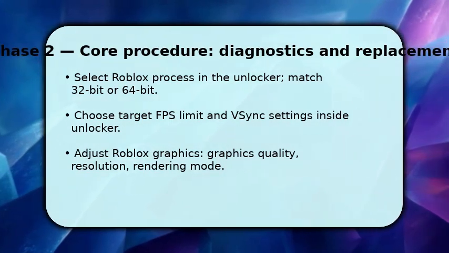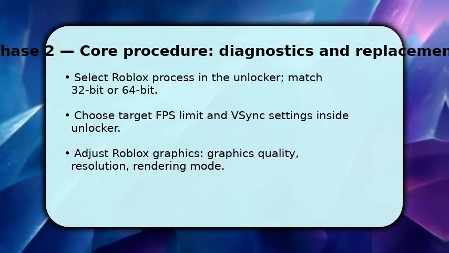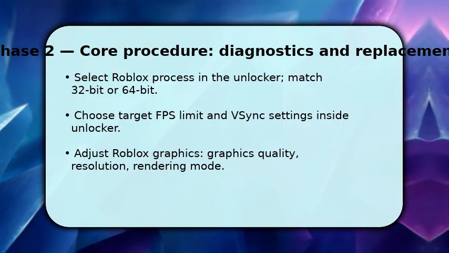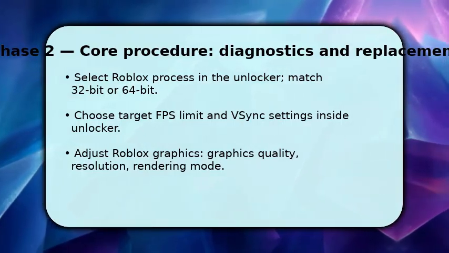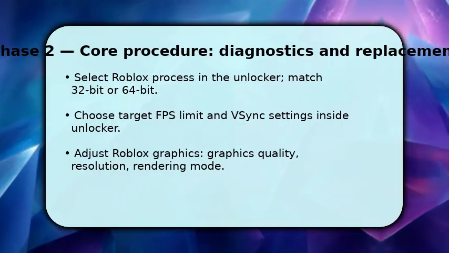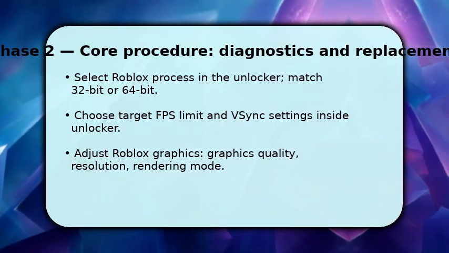Open Rbxfpsunlocker and select the active Roblox process. Confirm whether the client is 32-bit versus 64-bit because mismatch breaks hooking. Then set your desired FPS cap and toggle VSync or uncapped mode. Remember that uncapped increases CPU/GPU load.